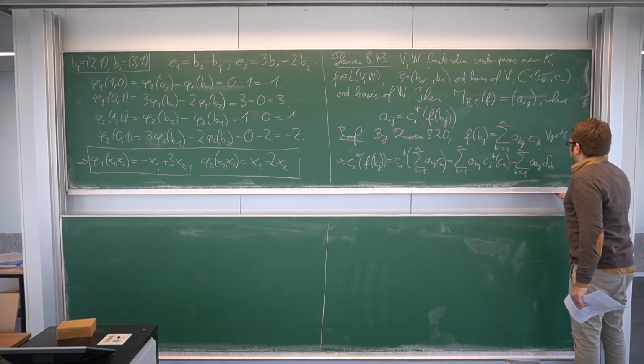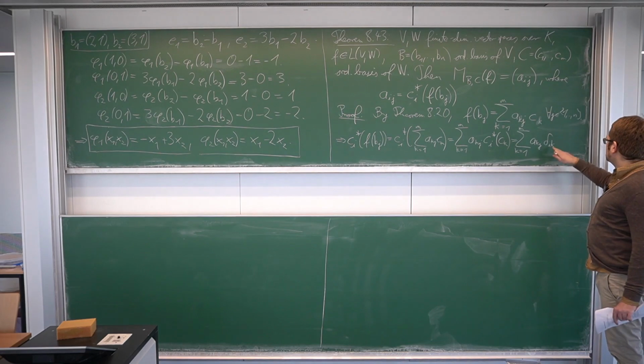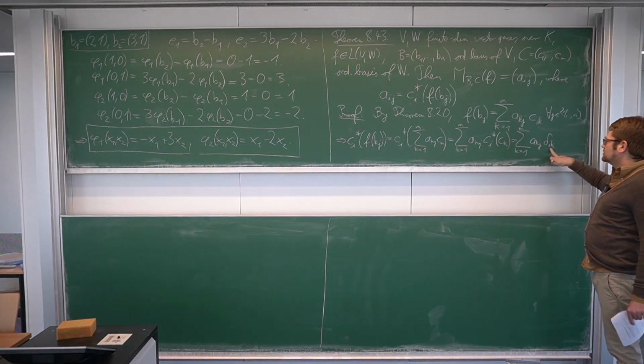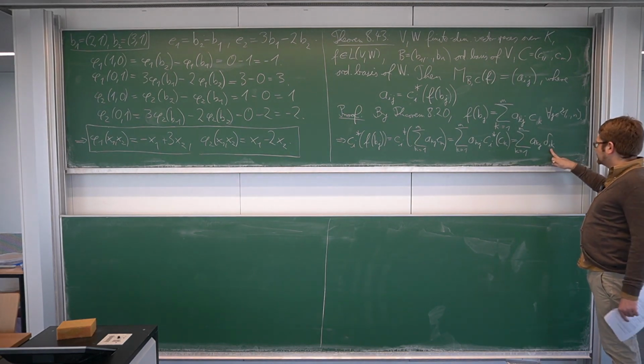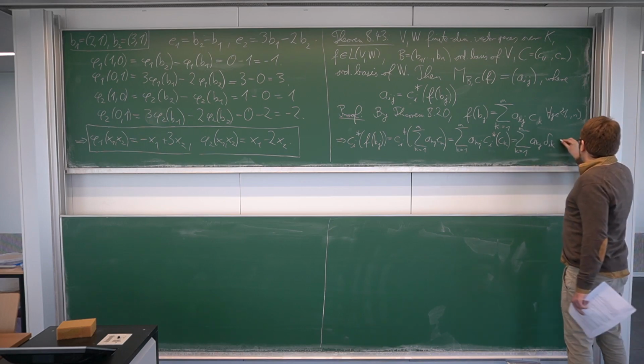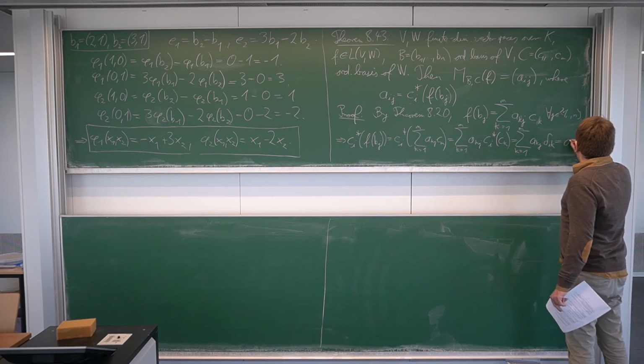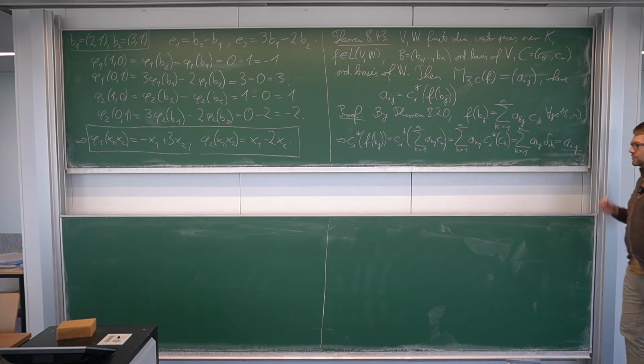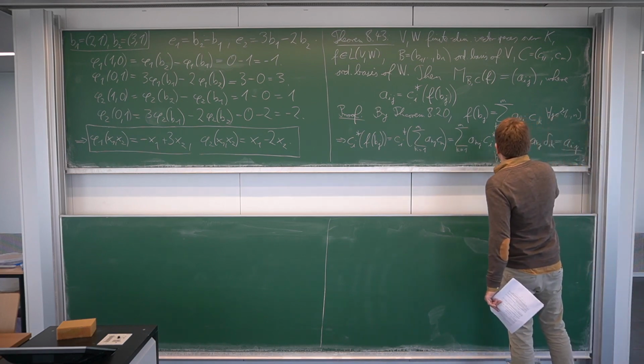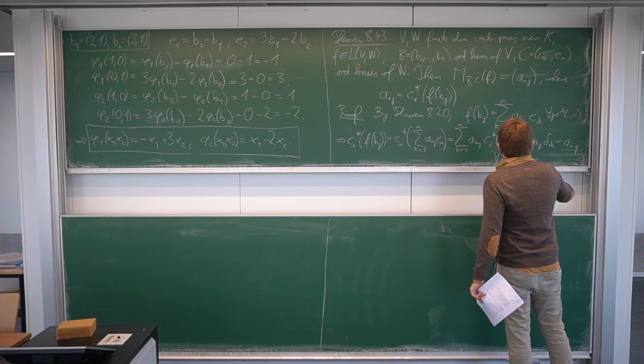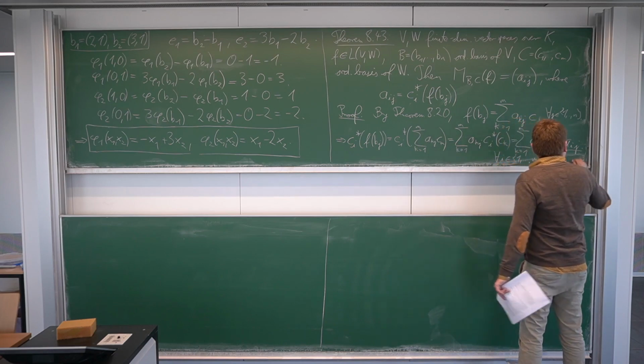Yes, exactly. And here we see that delta_ik is only non-zero if i is equal to k. So almost all summands are vanishing, and the only thing that's left is a_ij times 1, so a_ij. And this is what we wanted to show. So this holds for all i between 1 and m. And this already proves the theorem.